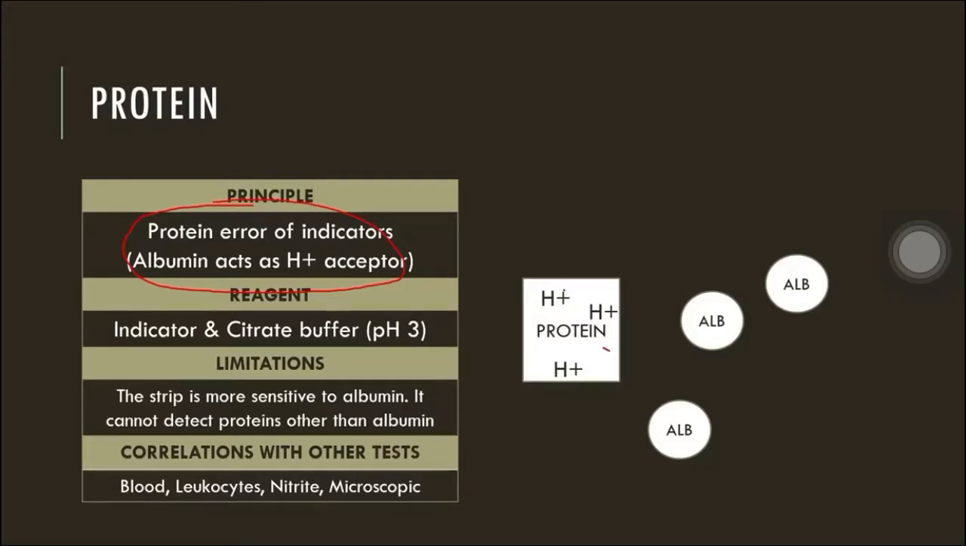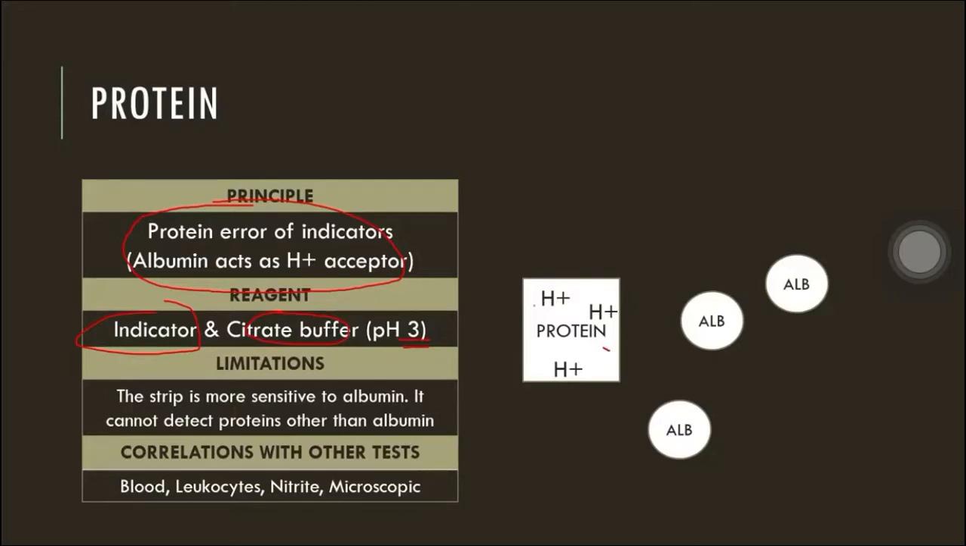Okay? So bakit siya maraming H+? So if you try to remember, the protein reagent pad contains an indicator, okay, as well as citrate buffer. So citrate buffer which has a pH of 3. Okay, kung pH of 3, again, ano yan? Acidic. Okay, so since mas acidic, mas marami siyang hydrogen ion.